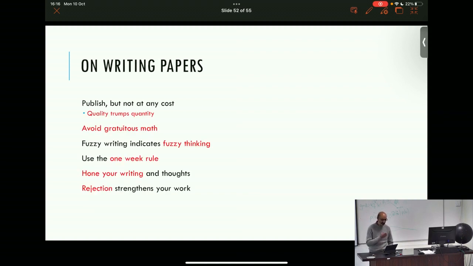Okay. The other thing was on writing papers. Sarah was going to talk about the thing, but I just had a few things I wanted to say. So I think it's good to publish papers, but publishing papers is really not the end goal. The end goal is to do good work. And when you've done the work, you want to report on it. That's what publishing is, right?